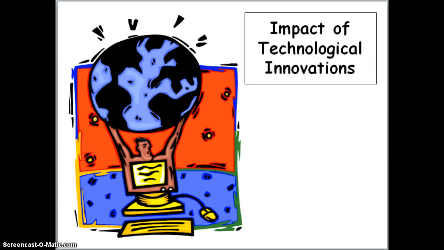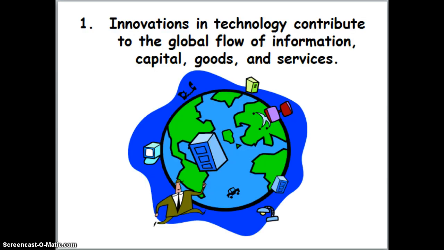Now, all of this globalization is really possible because of our advancement in technology. Without our advancement in technology, we would not be able to be doing these things. Particularly, innovations in technology contribute to the global flow. In other words, we're able to get things more places. By transportation, we now have many different forms of airplanes, boats, cargo, trains, and we still do use a lot of freight trains for transporting goods.